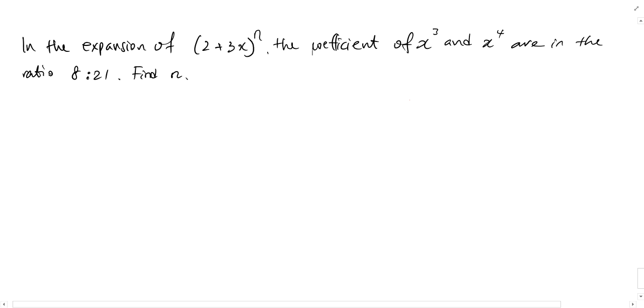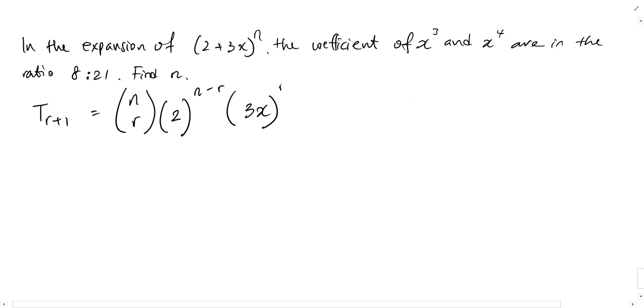So we want to write down the general term. We write down T_{r+1} equals n choose r. Usually we don't have to write n because there will be a power given to us, whether it is 10, 8, whatever. This time it is n, so I literally don't know what n is going to be. What is the next one? 2 to the power of n minus r. Next, 3x to the power of r. This is my general term.